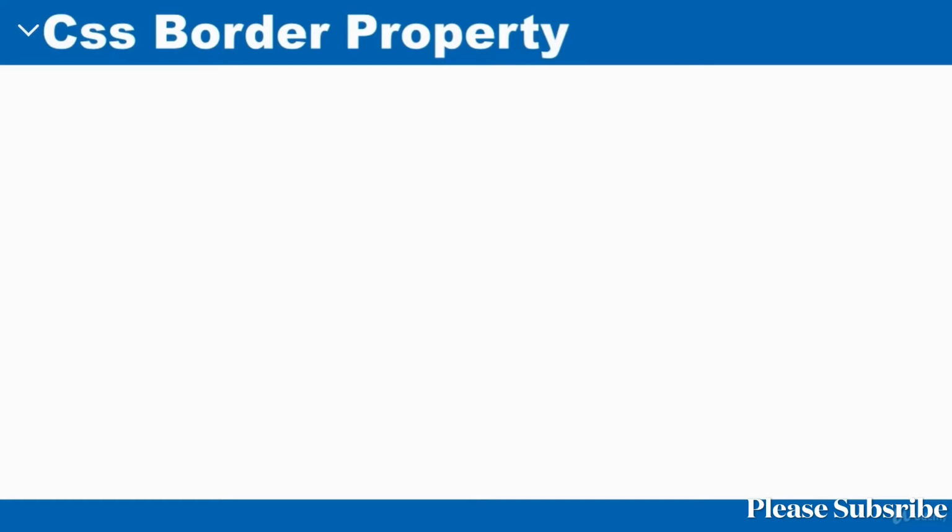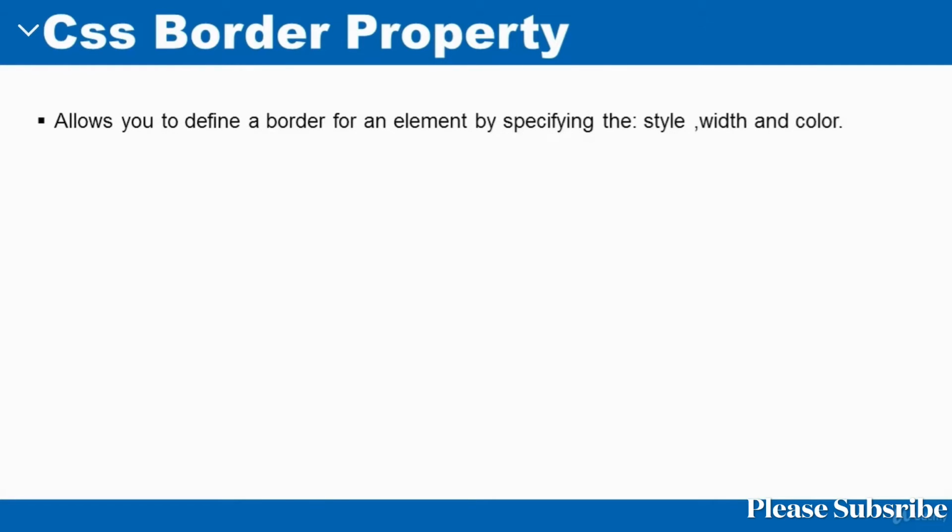In this video, I will introduce you to the CSS Border Property and how it works. The CSS Border Property basically allows you to specify the style, the width, and the color of an element's border. So you define the border for an HTML element by specifying the style, the width, and the color.